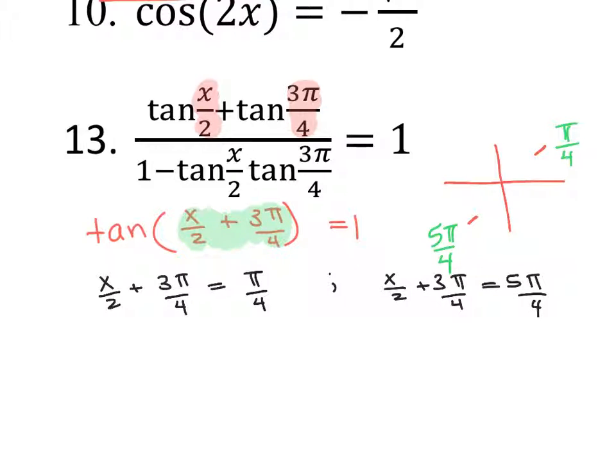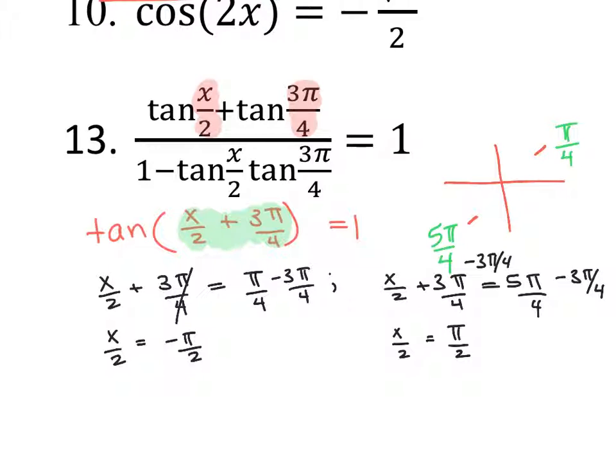So let's solve for x in each. If you subtract 3 pi over 4, that will give you negative 2 pi over 4, which is negative pi over 2. And if you subtract 3 pi over 4 from each side over here, that will give you x over 2 equals pi over 2. Now I need to solve for x, so multiply by 2, and that will give me x equals negative pi, and x equals pi.